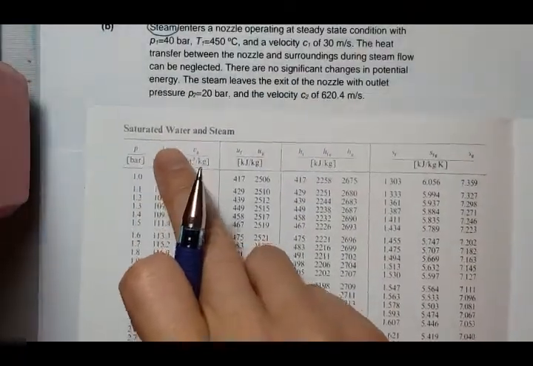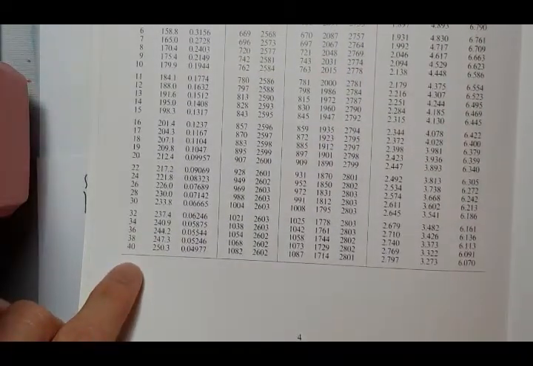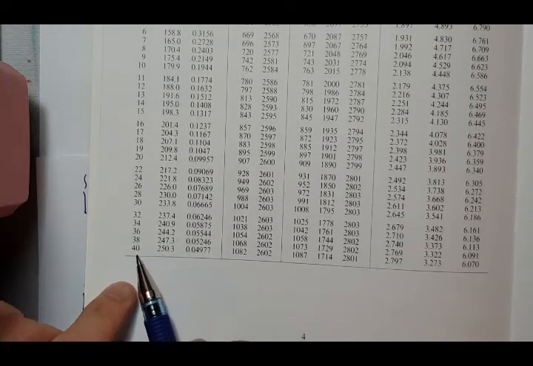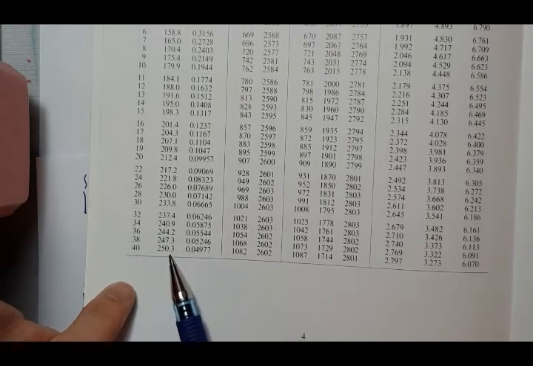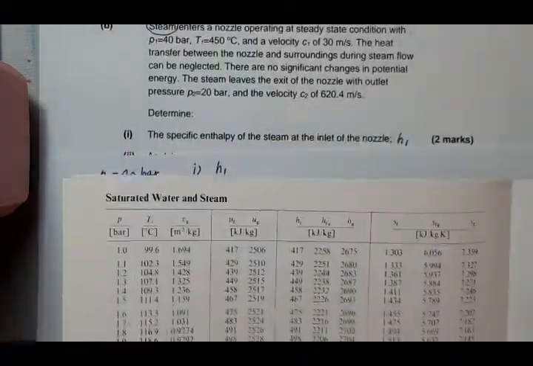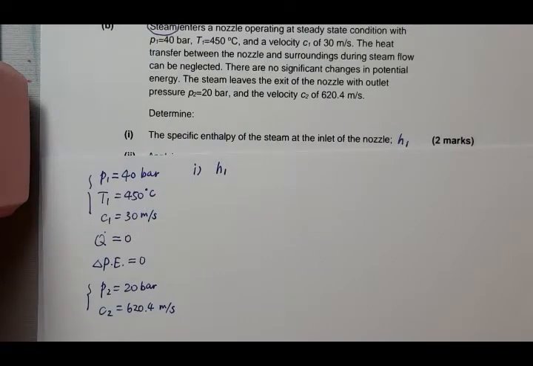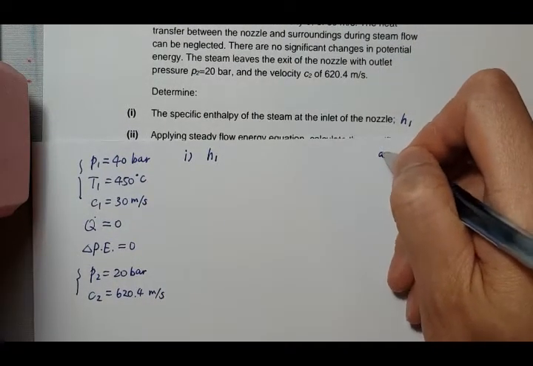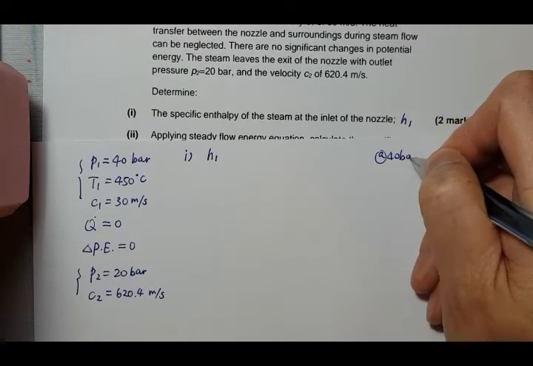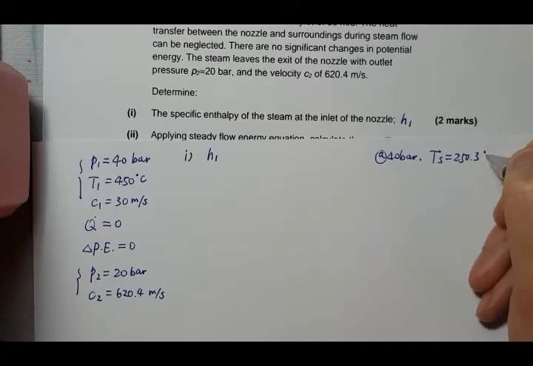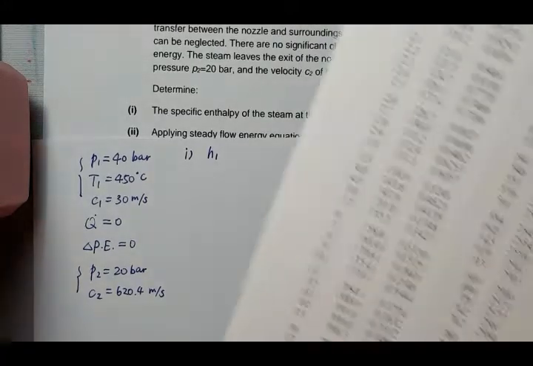So this is for saturated water and steam, so we can use that to find out the Ts, which is the saturation temperature first of all, so at exactly 40 bar. So at 40 bar, the Ts is 250.3 centigrade. So we can make a note here.